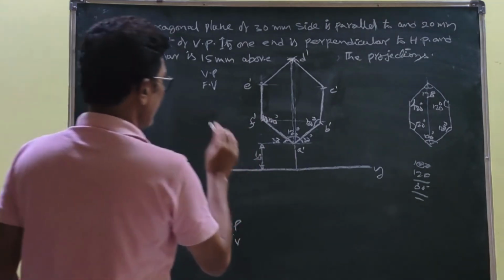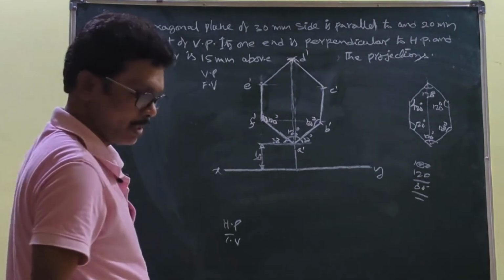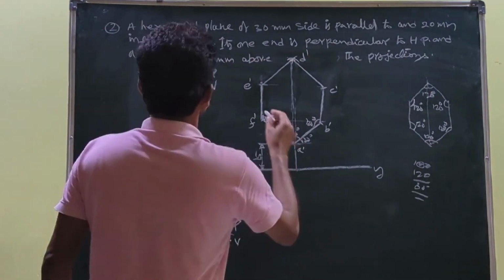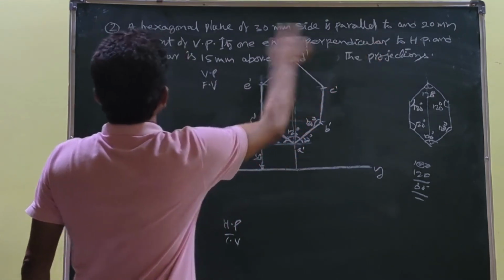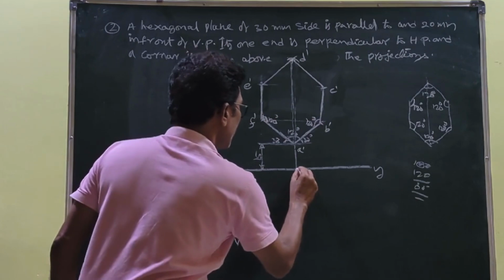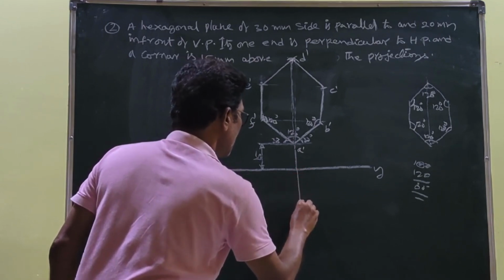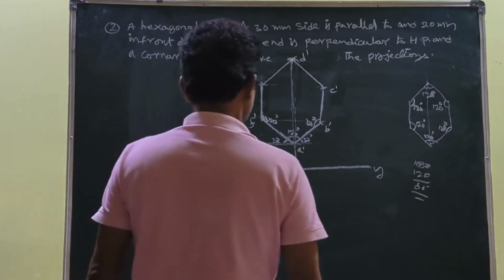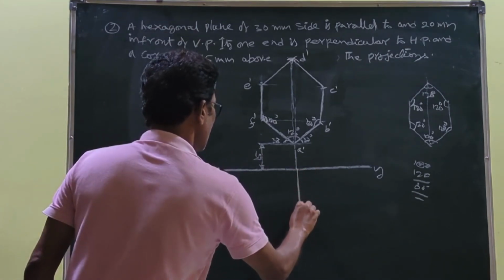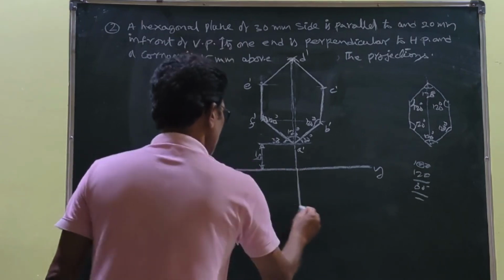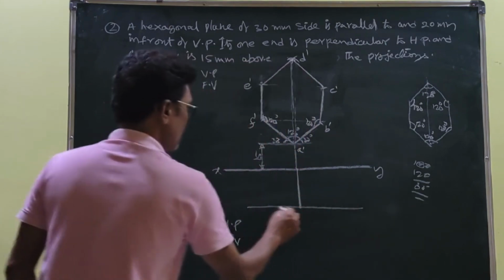So now we got a front view. Then next we develop the top view. Coming to that, what is this? 20 mm in front of the VP. So this line is extended perpendicular to the XY line, 20 mm. Okay, this is the 20 mm up to this. Here you draw a horizontal line parallel to XY.